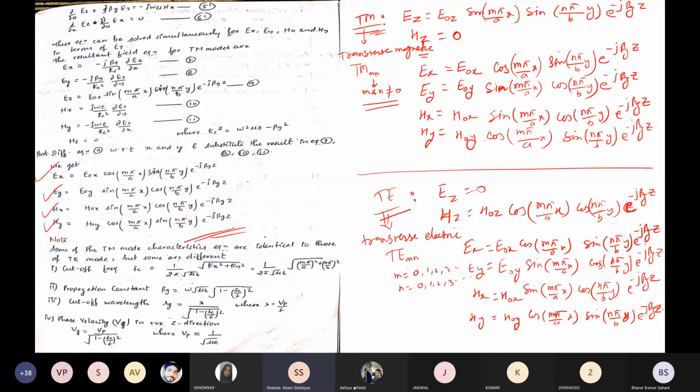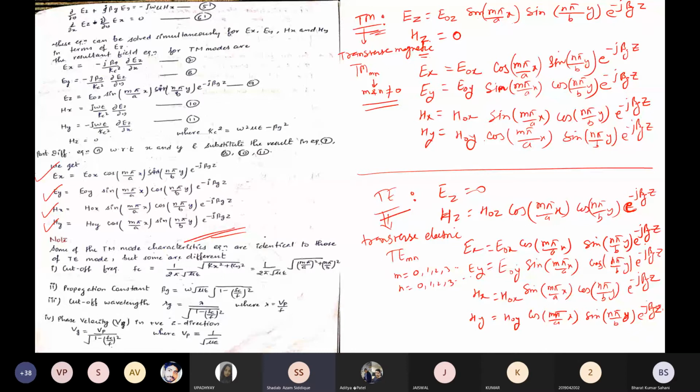Whenever you are asked to write what is the electric field component in x direction for the TM mode, transverse magnetic mode, how can we write the Ex component of the transverse magnetic field? You'll be able to write E naught x cos m pi by a into x sin n pi by b into y e to the power minus j beta g into z. You will be able to write. Okay, so no excuse.